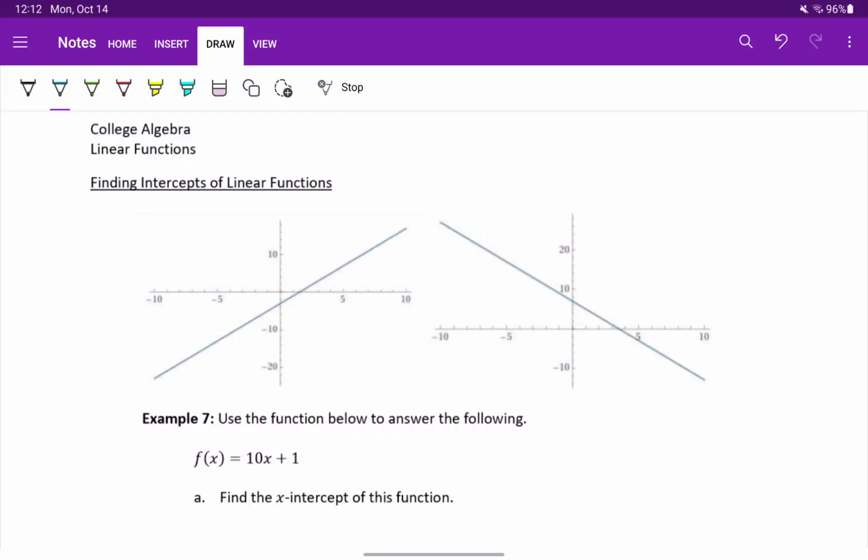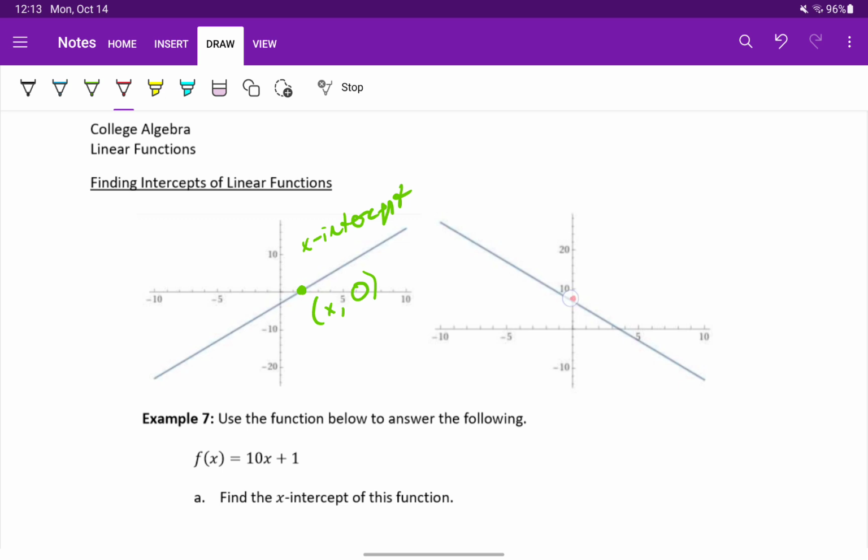If a function is increasing or decreasing, then we can find its x-intercept and its y-intercept. An x-intercept is always the point where our linear function intersects the x-axis. That point will always have some x value, but the y value will always be 0.